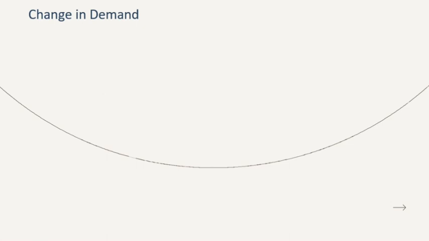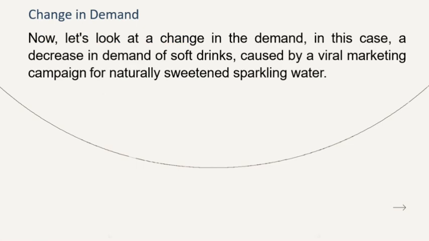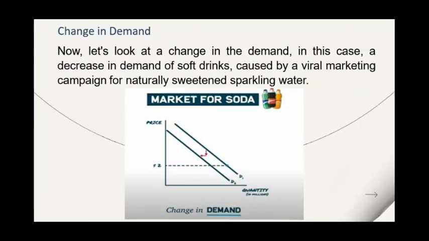Now, let's look at the change in demand. In this case, a decrease in demand of soft drinks, caused by a viral marketing campaign for a naturally sweetened sparkling water. People just aren't as excited about soft drinks anymore. And so, the decrease in demand shifts the entire demand curve down to the left, and leads, as we know, to lower quantity at every price.